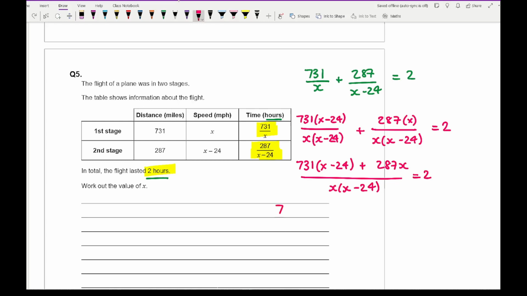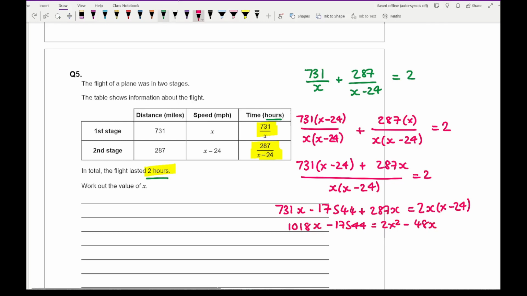So here we get 731x minus 17544 plus 287x, and then I'm going to take this over to the other side, so I end up with 2 times x times (x minus 24). Now, doing a bit of simplifying, I get 1018x minus 17544 equals 2x squared minus 48x.